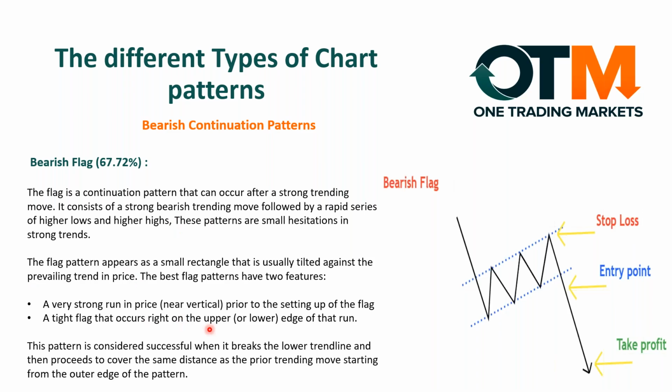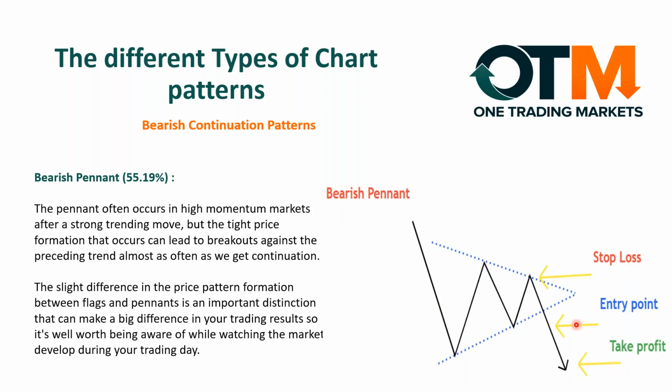Of course, the pattern is considered successful when it breaks the lower trend line and then proceeds to cover the same distance as the prior trend move, starting from the breakout. What does that mean? Let's say from this point to this point, it was $10. When the market actually moves from this point to this point and covers $10, that's when we consider the flag pattern as successful. Now let us continue to the bearish pennant, or pennant, depends how you pronounce it.